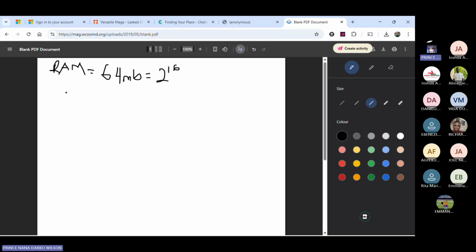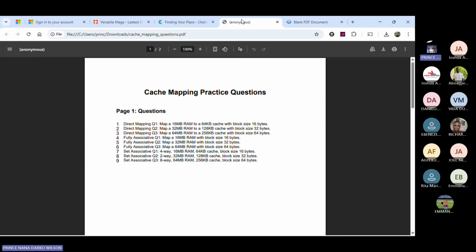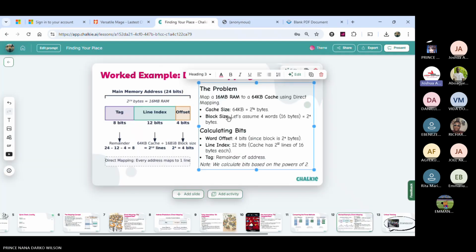And then we have the cache size. So the RAM that we are taking, the data that we've taken, is supposed to be held inside this particular cache whose size has been given to be just 64 kilobytes. Okay, the RAM was 16 megabytes, and then this guy was 64 kilobytes.